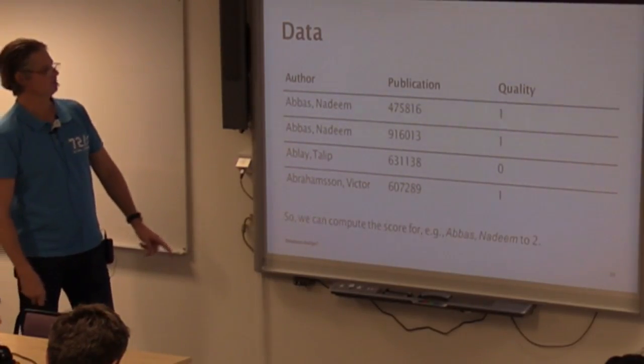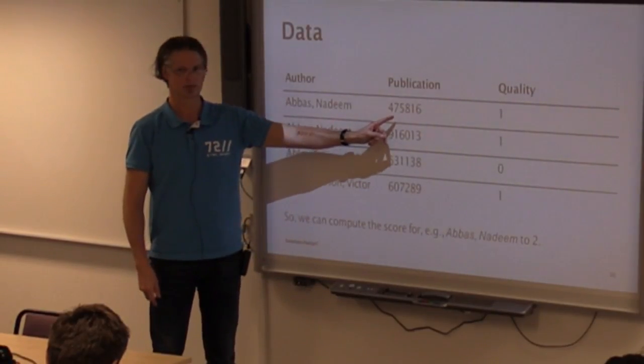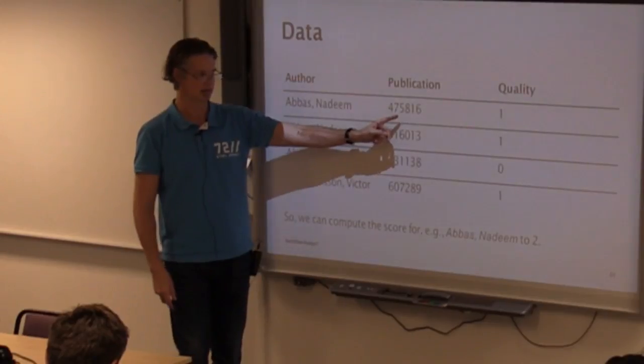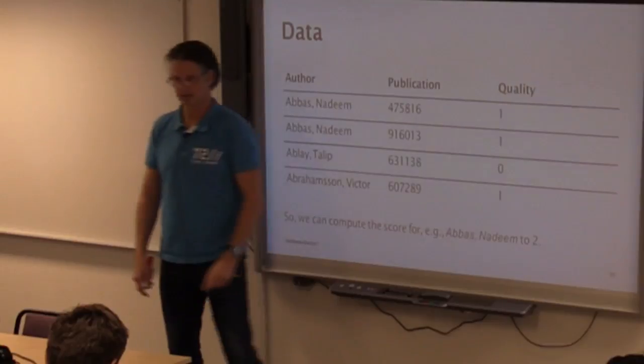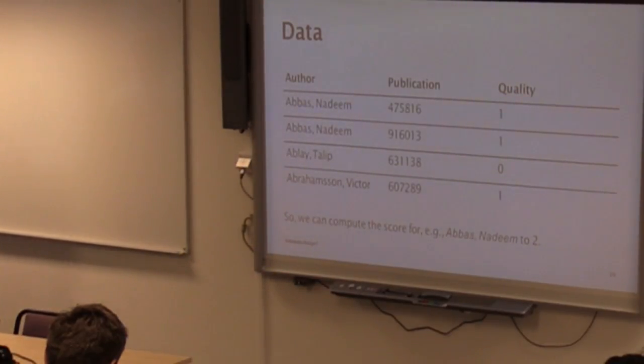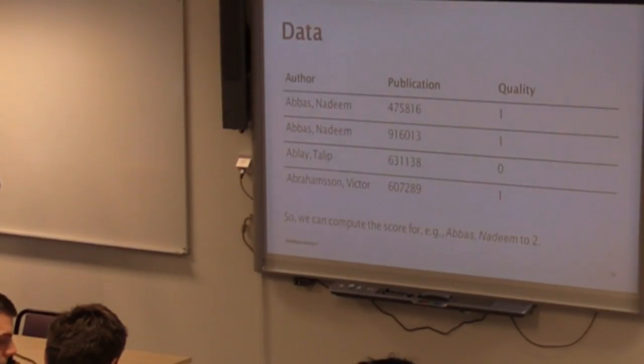So, Nadim has published a paper with that identity and has been given the quality score of 1. And Victor has been given the score of also 1, and Talib 0. So this is our way, as we are right now, how to somehow remember and store the performance of published papers. Okay?